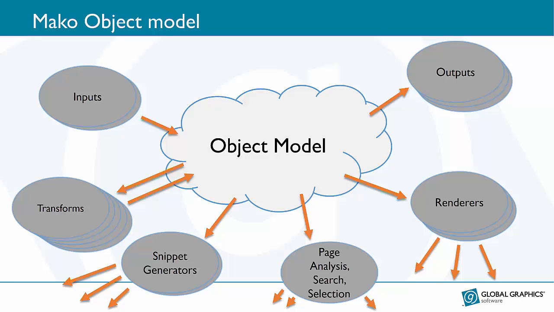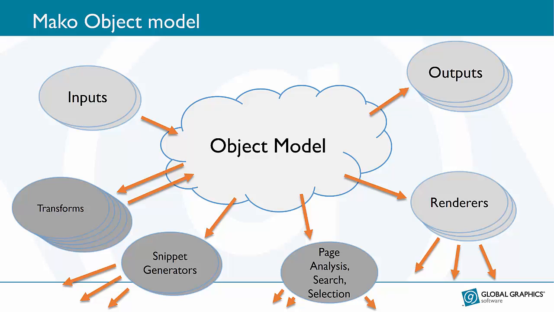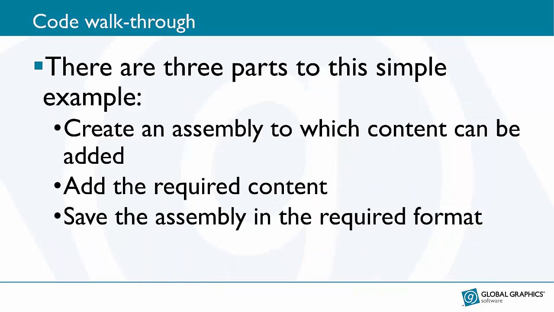Before we walk through the code, let's think about what it is that we're trying to do. We're going to be working with the Mako object model. This is a simple example, so we'll be just working with some inputs, such as the JPEG image that we want to use. We'll be creating some outputs, so creating a PDF, and we'll also be rendering so that we can create a TIFF version of the same content. There are three parts to this simple example. First, we have to create an assembly to which content can be added, add the required content, and save the assembly in the required format.